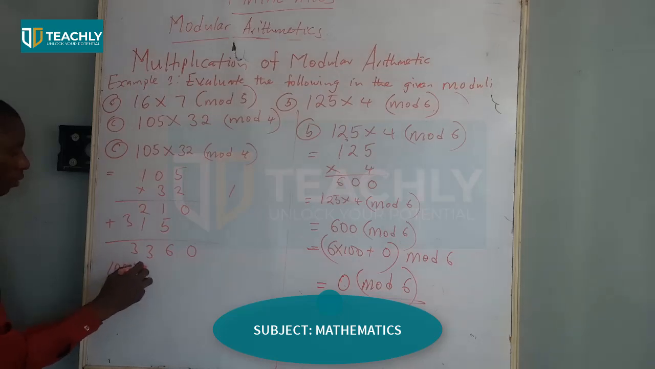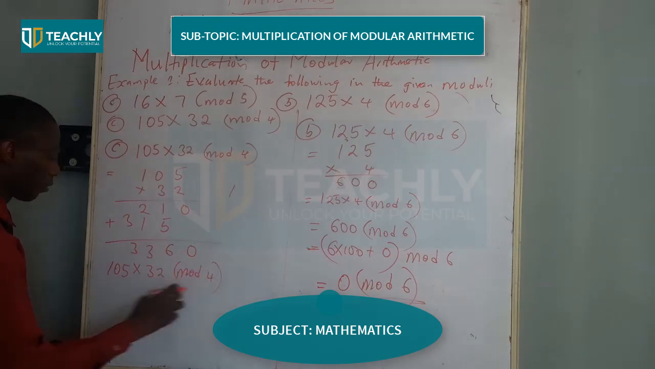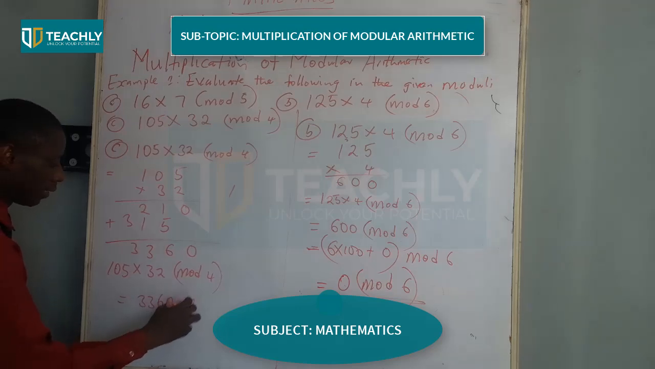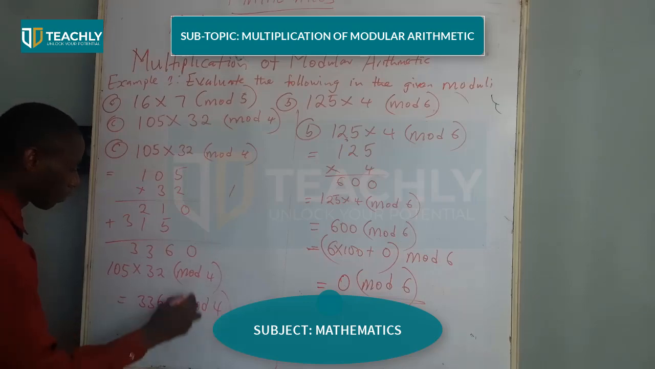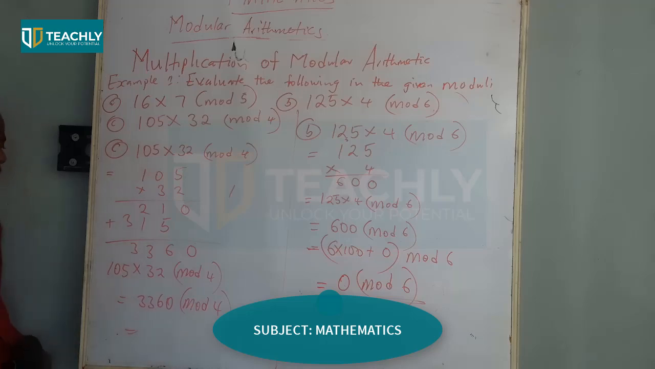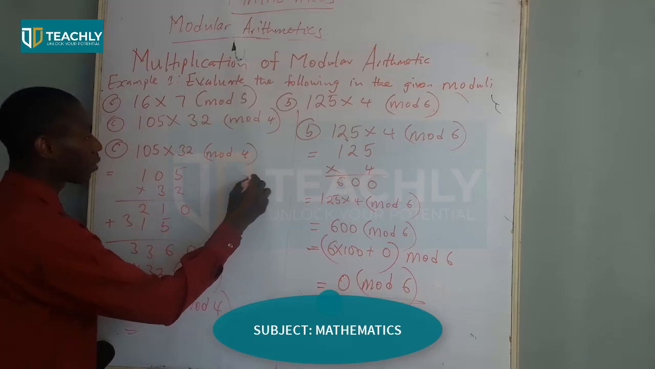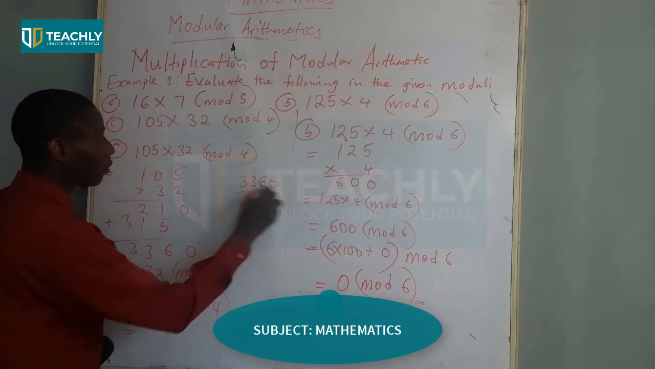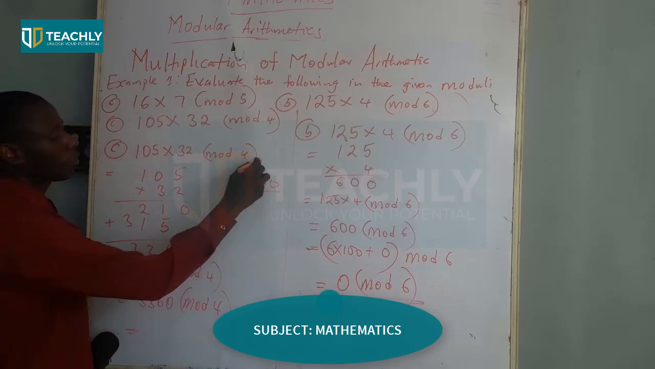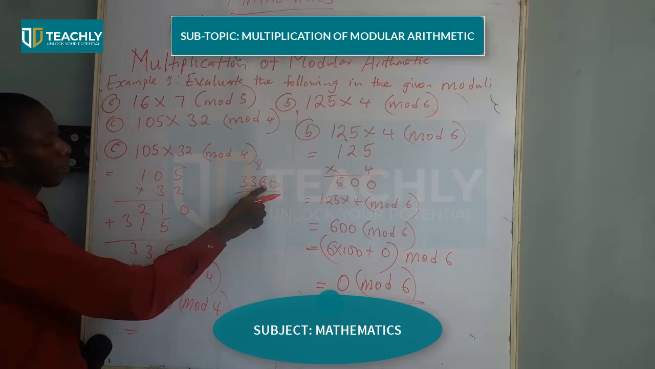So that means 105 times 32 modulo 4 is now the same thing as 3,360 in modulo 4. So from there you will now divide. How many 4s can you find in 3360? You can do something like this. 3360 divided by 4. 4 in 33 we have 8, which is 32. Remainder 1. Bring that one here.